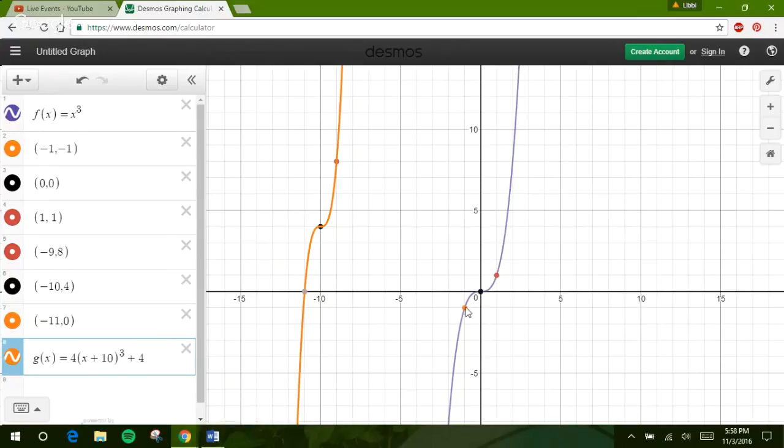We started by graphing reference points and then figuring out how we could move those and manipulate the given parent function. Makes sense to you? If not, we can definitely talk about it next week when I meet up with you guys. Have a good weekend.